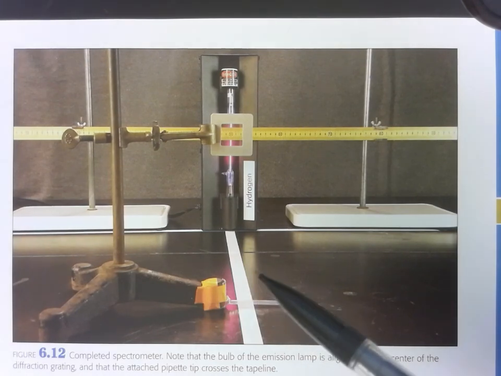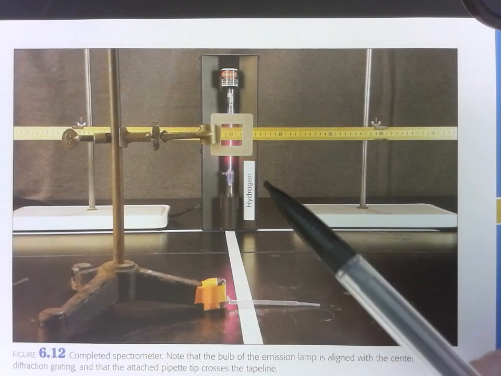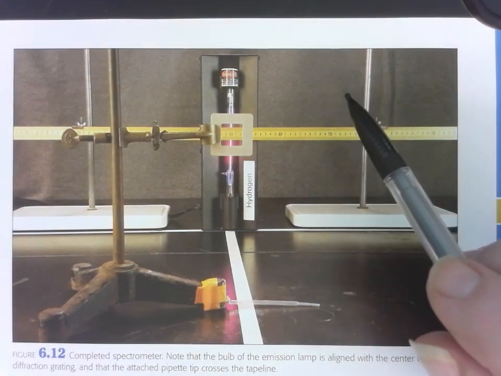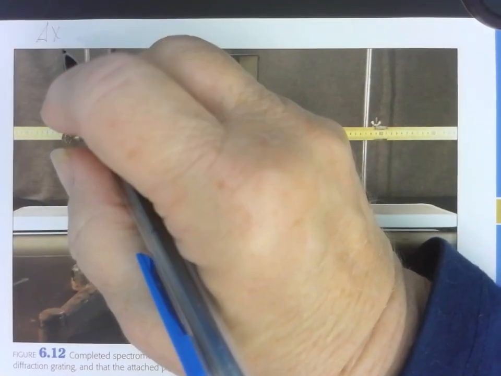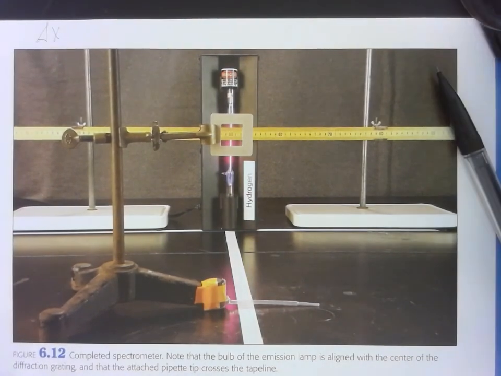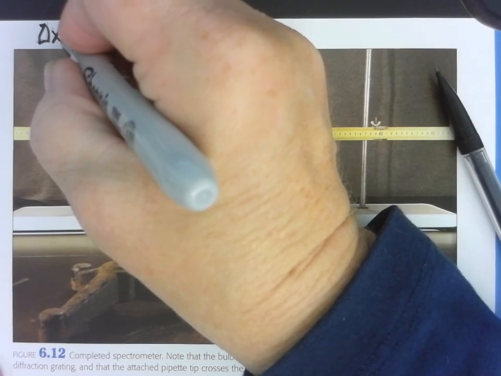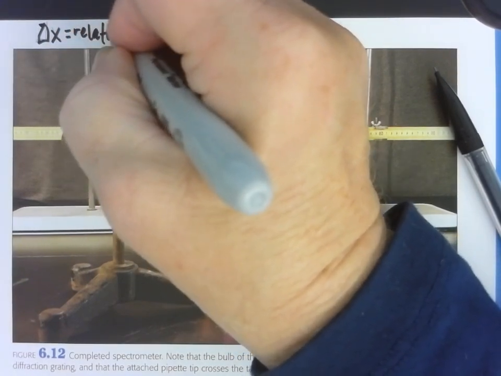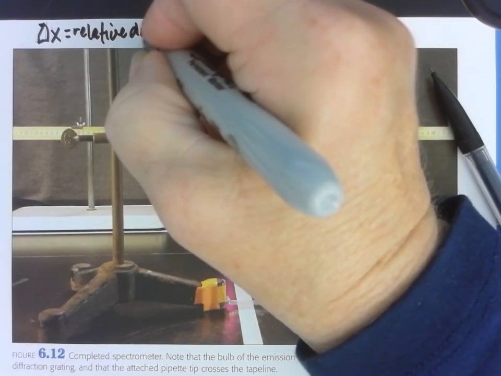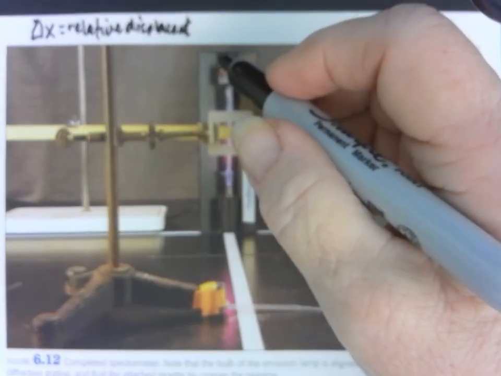Let's look at some of the symbols we're going to use for the different measurements that are important. Your pre-lab activity refers to delta x, and that is what they call the relative displacement of the different wavelengths of light.